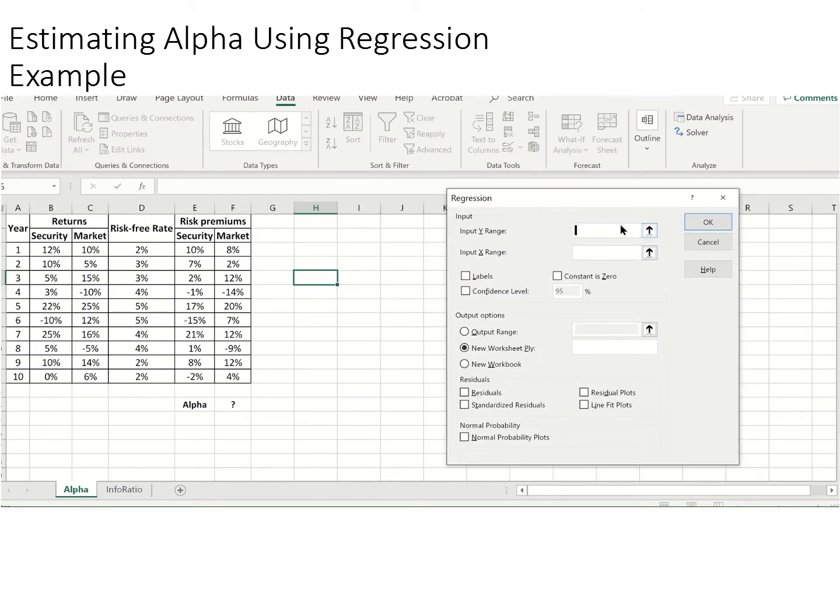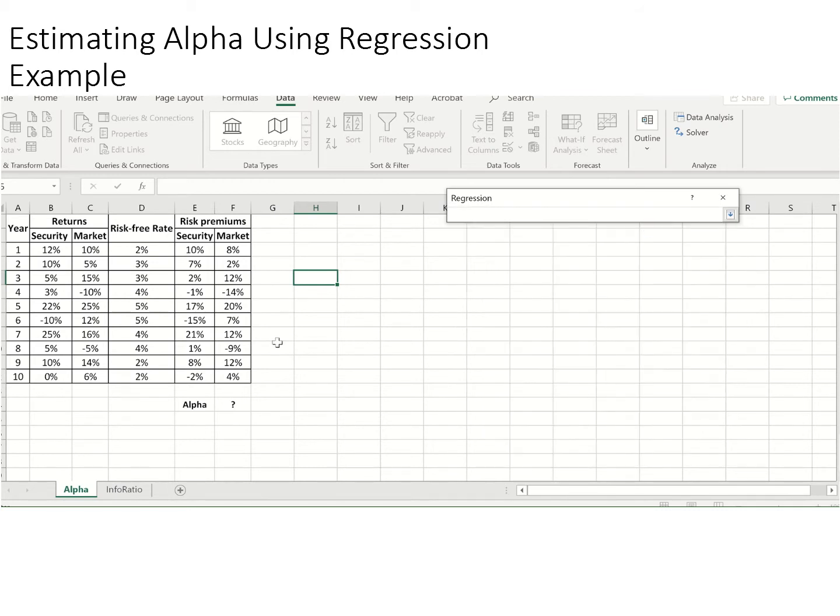What is your Y range? Your Y range here is your Y, as I mentioned, that's your dependent variable. So your dependent variable here is the security risk premium. Security risk premium, that's your dependent variable.